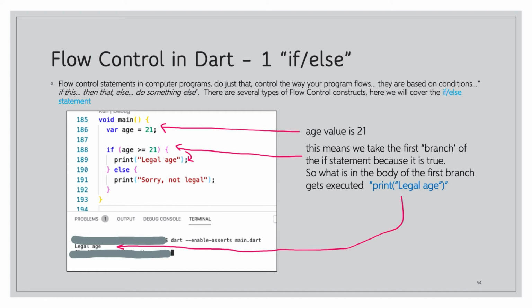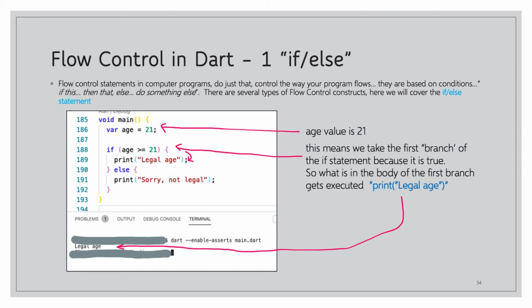There are several types of flow control constructs. Here, we're going to cover the if-else statement. So look at our code here. Once again, we have our main function as is required in Dart, and we have var age equals 21. Then we have our first flow control statement. If age is greater than or equal to 21, print legal age. Else, meaning if it's not that, print sorry, you're not legal.